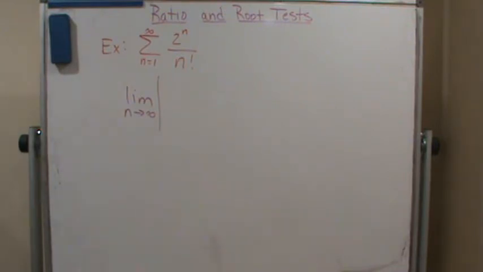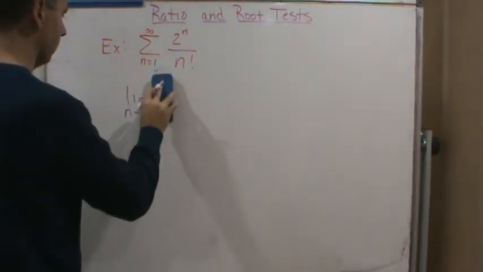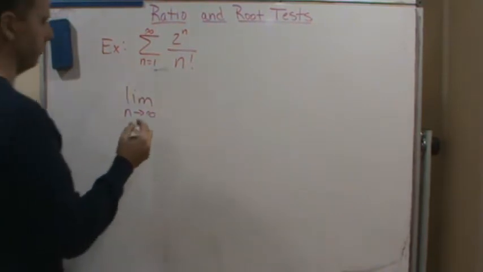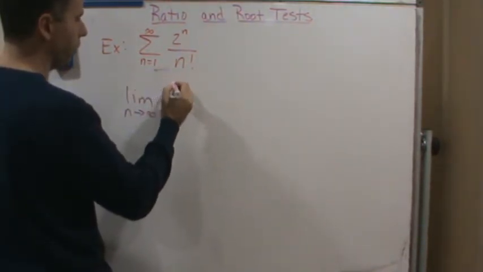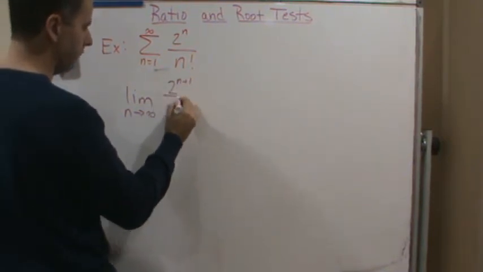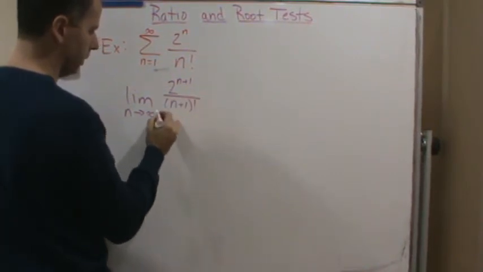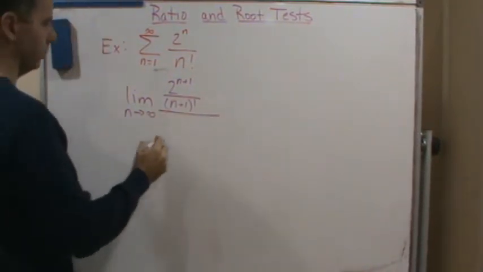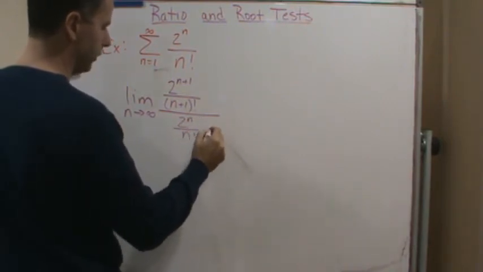Excuse me, not the absolute value, just the limit of the ratio. Okay, so now what are we going to do? We're going to do 2 to the n plus 1 over n plus 1 factorial, all over 2 to the n over n factorial.